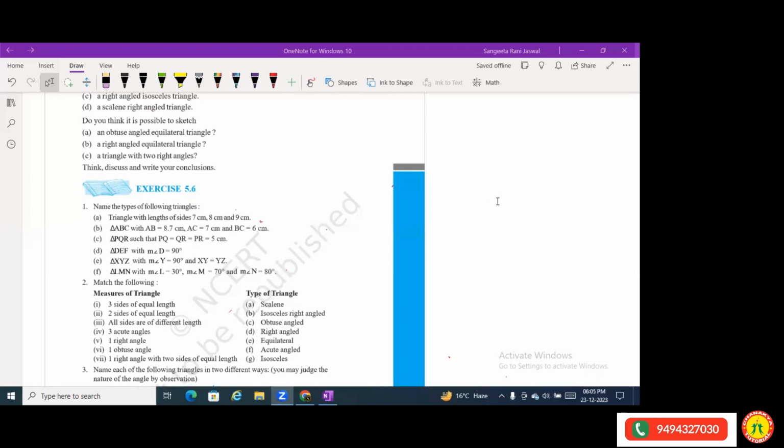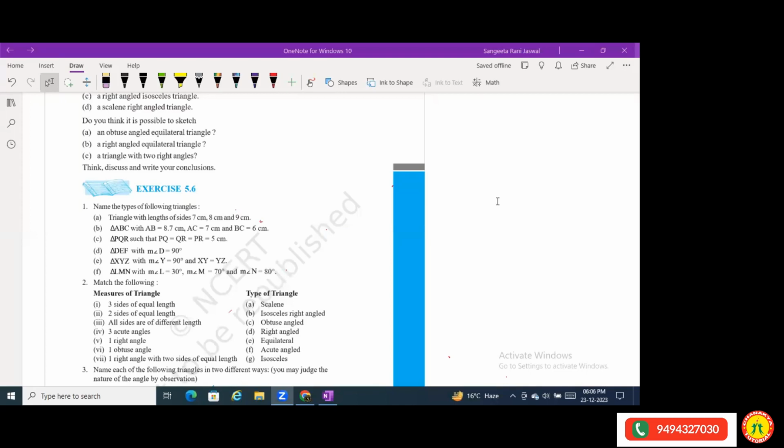Okay, now see exercise 5.6. Name the types of the following triangles. Now, we had discussed about triangles, is it? What is an acute triangle? What is an obtuse triangle? What is a right triangle? Then on the basis of their sides also, we had discussed what is a scalene triangle, what is an isosceles triangle, what is an equilateral triangle. Did you all remember that? Yes, ma'am. Okay. Now, see this. For question one, name the type of the following triangles.